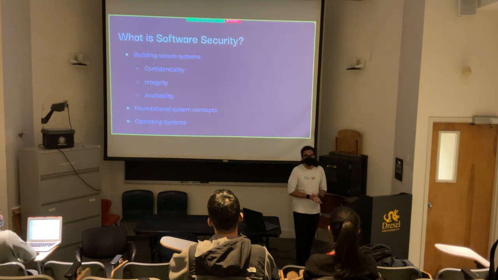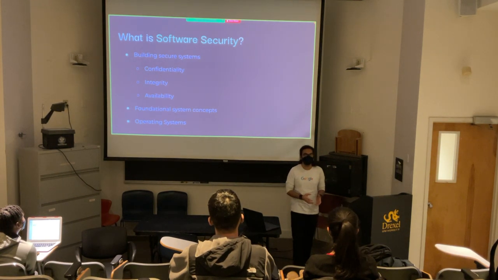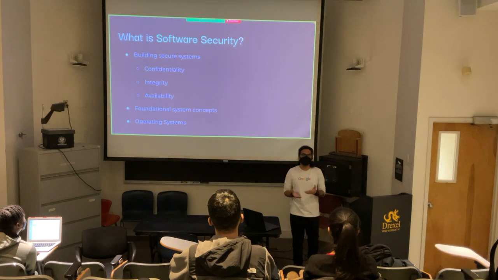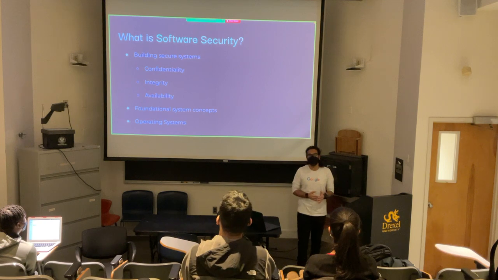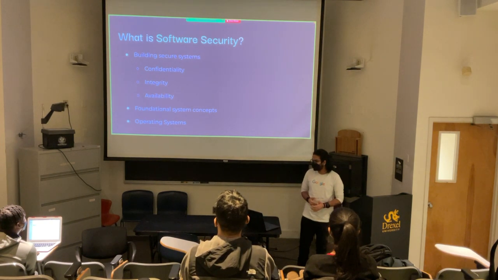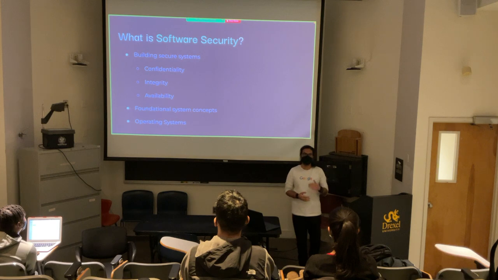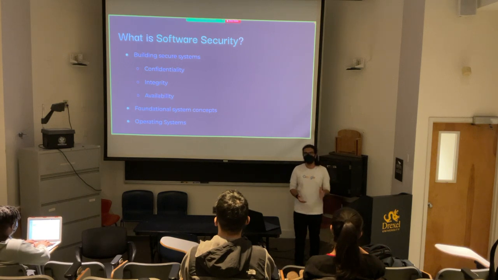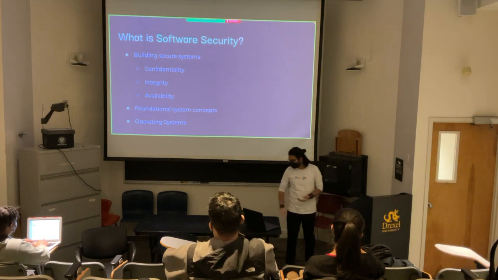So, what is software security? Essentially, it's the idea of practicing software engineering methodologies or building systems, keeping in mind certain fundamental cybersecurity rules, so to speak. In cybersecurity, we have a saying called the CIA triad, and this CIA triad basically means confidentiality, integrity, and availability. The idea behind software security is to build secure systems that have these facets of confidentiality, integrity, and availability built into them. This involves understanding foundational system concepts and a little bit of operating system internals as well. I'll get to that in a little bit.